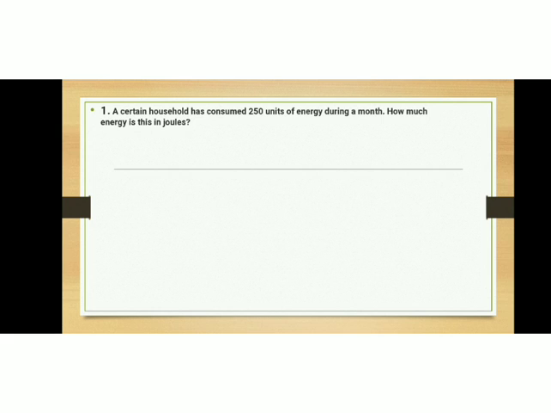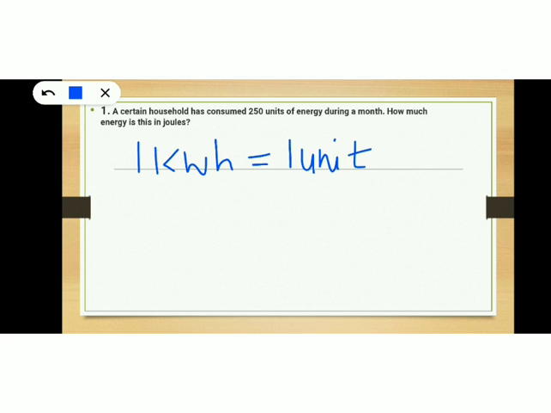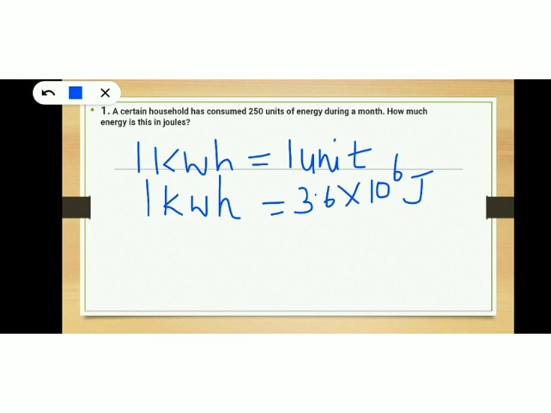A certain household has consumed 250 units of energy during a month. How much energy is this in joules? You know that 1 kilowatt hour is considered as 1 unit, isn't it? And 1 kilowatt hour is 3.6 into 10 raised to 6 joule. Okay, 1 kilowatt hour is 3.6 into 10 raised to 6 joules of energy.